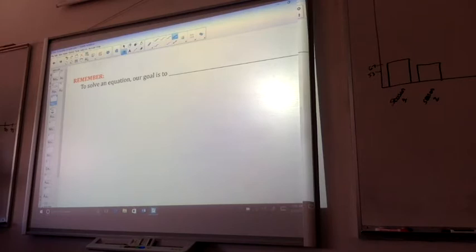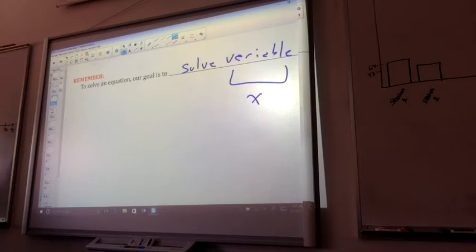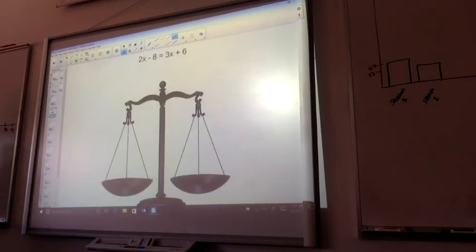Okay, so to solve an equation, our goal is to solve for x. Get the variable. The variable is just a fancy word for x or y or z or j or k or smiley face. Okay, so one thing you have to realize is this is like a balance. If you put something on one side, you have to do it to the other side as well to keep it still equal.